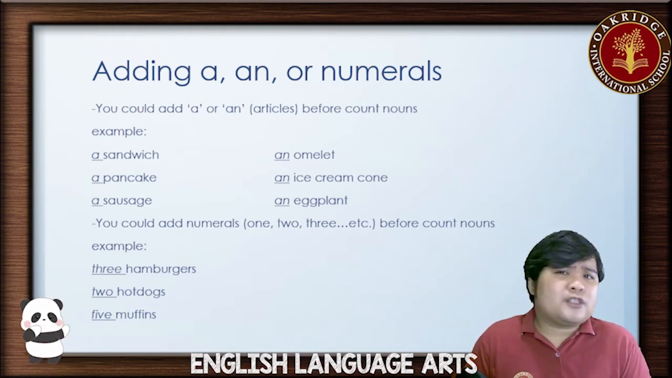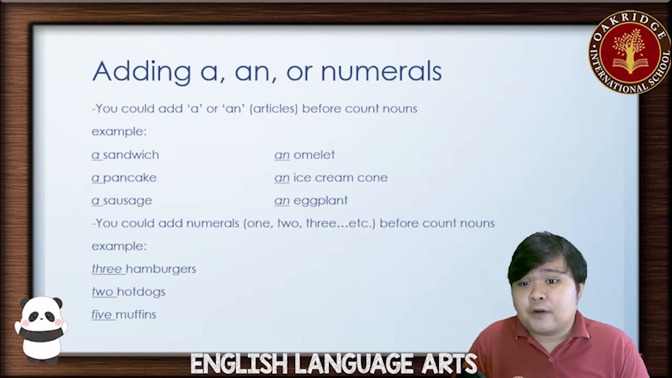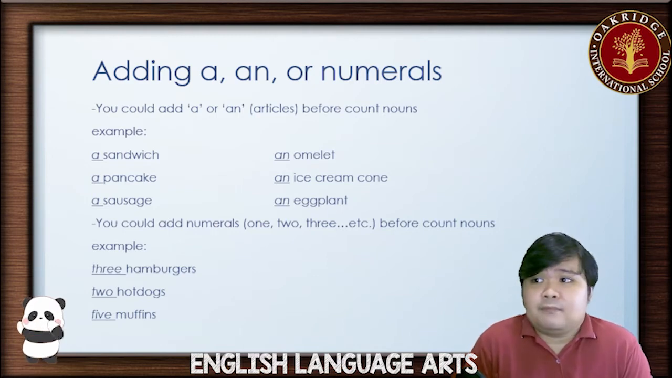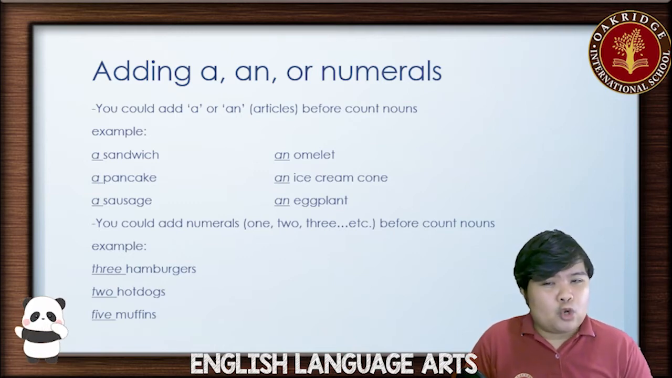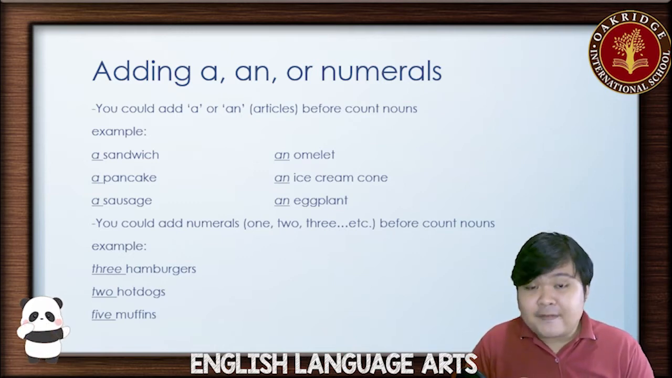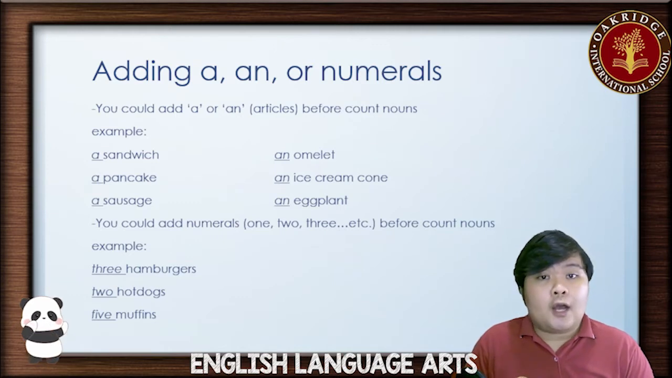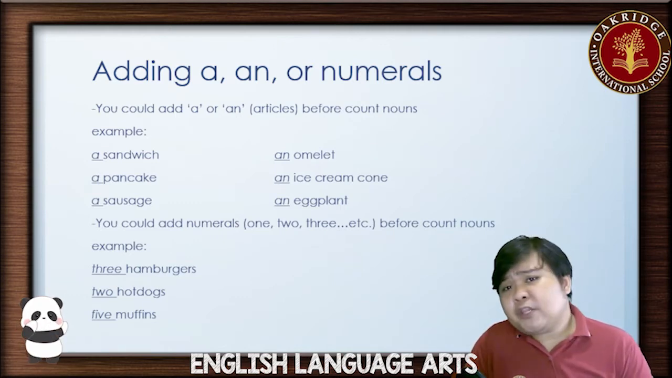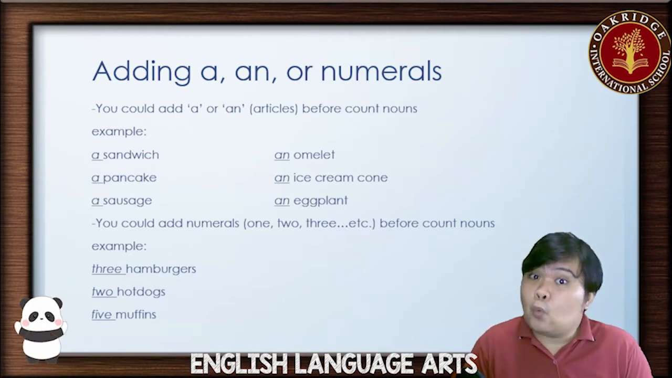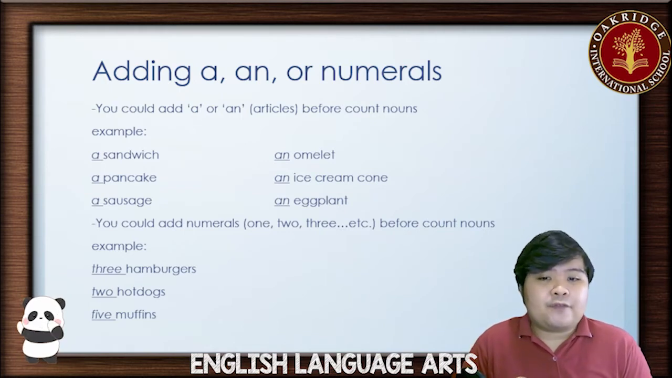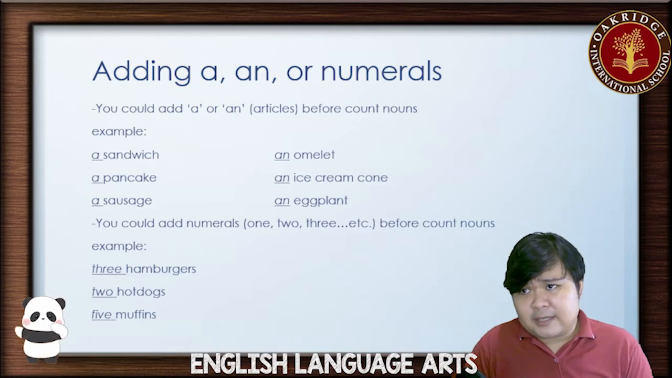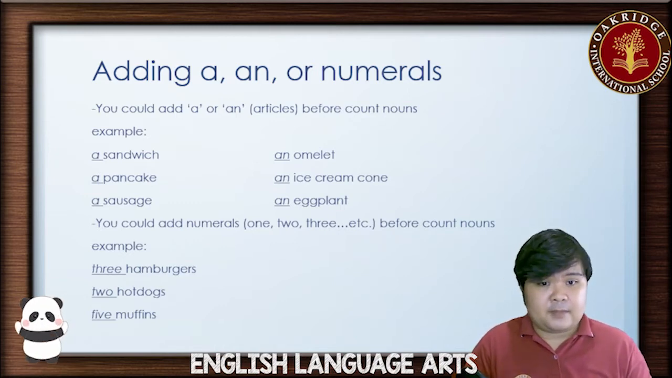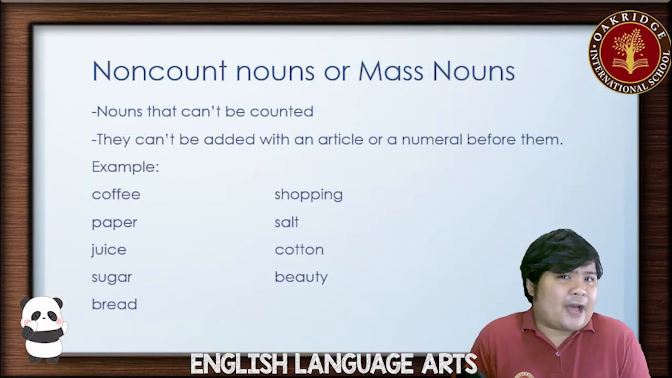Now, you could also add numerals. For example, 1, 2, 3, 4, 5, 1,000, 8, 9, 10, million. Yes? Like 3 hamburgers, 2 hot dogs, 5 muffins. Okay? This is how you quantify or you give a number to a count noun. Now, of course, when you use a or an, you're only referring to one, right? But if you add other numerals like 2, 3, 4, 5, and onwards, you're referring to just how many you've mentioned. Okay, so those are count nouns.